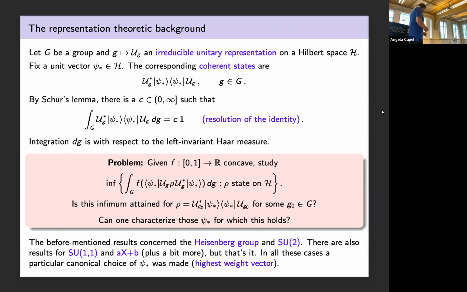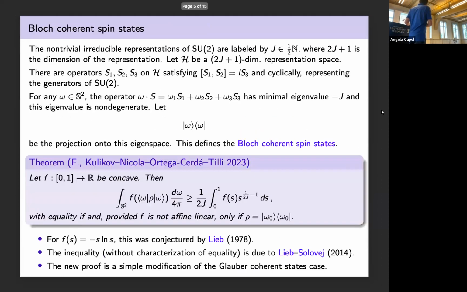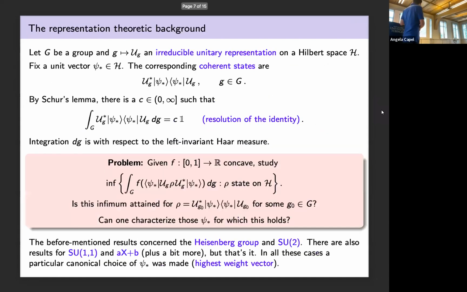And what I should say is that when we looked at these particular groups, there was always a natural choice of the psi star vector. You know, the psi star for the Glauber coherent states, that was the Gaussian, the ground state of the harmonic oscillator. Or for the Wehrl entropy, it was the ground state of, say, S3. Okay, so there was always a special psi that we took here.